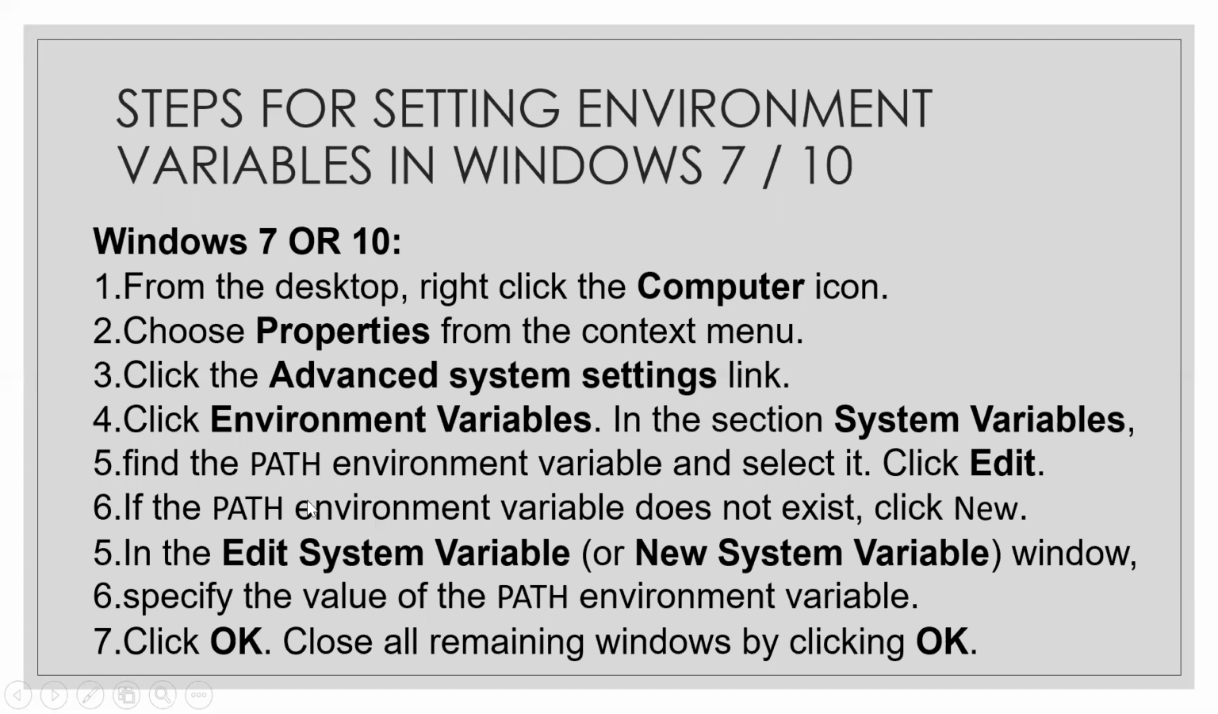If the path environment variable does not exist, then you have to click new. First of all, you have to check whether the path environment variable is already in this list or not. If it is, then you have to click on edit. If it is not, then you have to click on new. In the edit system variable or new system variable window, specify the value of the path environment variable and click on OK. And close all the remaining windows by clicking OK.